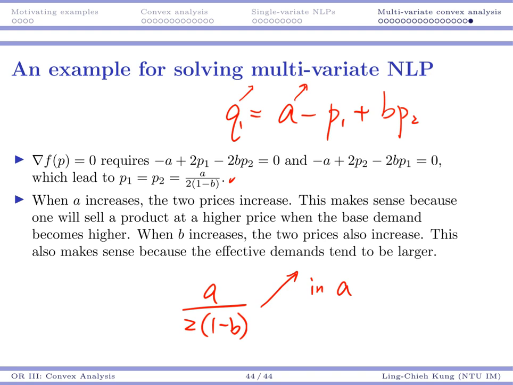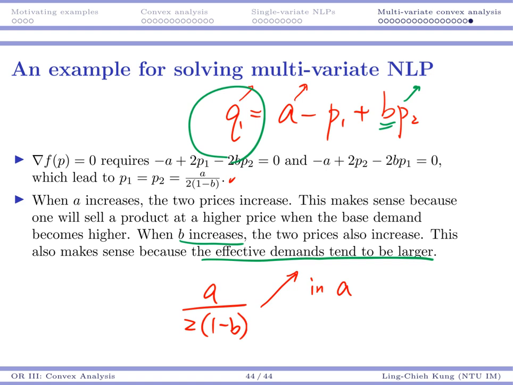That makes sense. For B, the impact of B is also positive. When B goes larger, what does that mean? When you increase P2 by $1, that's going to have a larger impact on product 1. And the other way is also true. So when B is larger, it makes sense because the effective demand Q1 and Q2 tends to be larger. And if you have a higher demand, you should set a higher price. So collectively, that's the whole process.